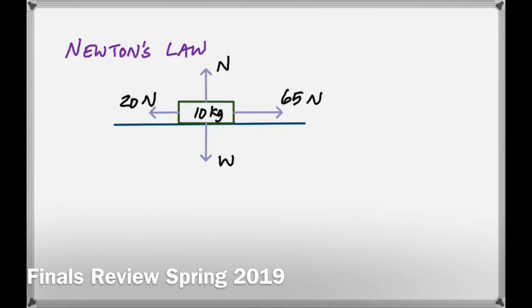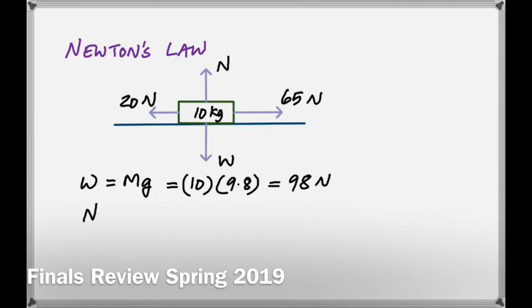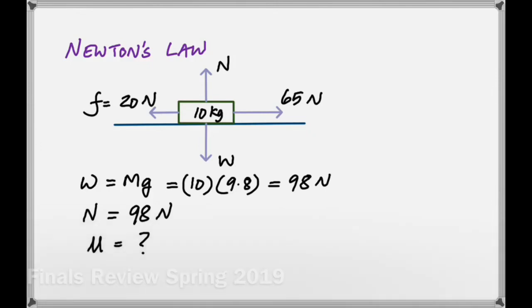On a horizontal surface, and then depending on what I'm trying to tell you, if I give you the mass as 10 kilograms, obviously the weight is 98 newtons, 10 times 9.8. And in this case, the normal force is exactly the same as weight, because it's on a horizontal surface. And then I'm asking you to find mu. So I'll give you a minute to go calculate mu.